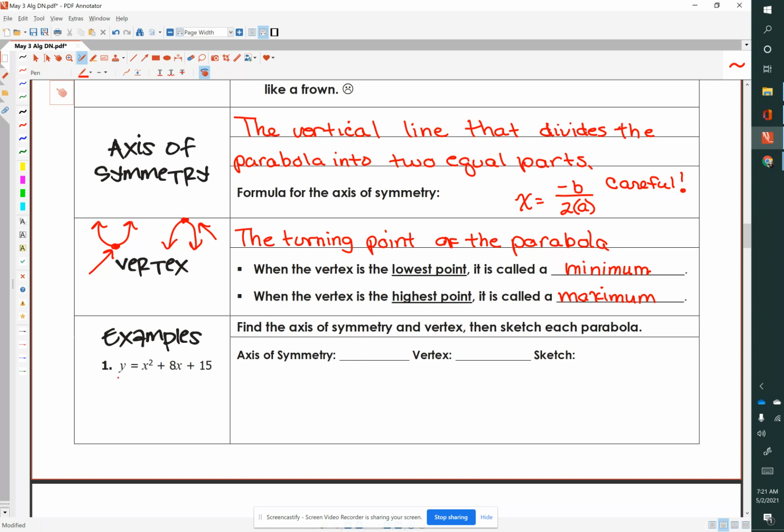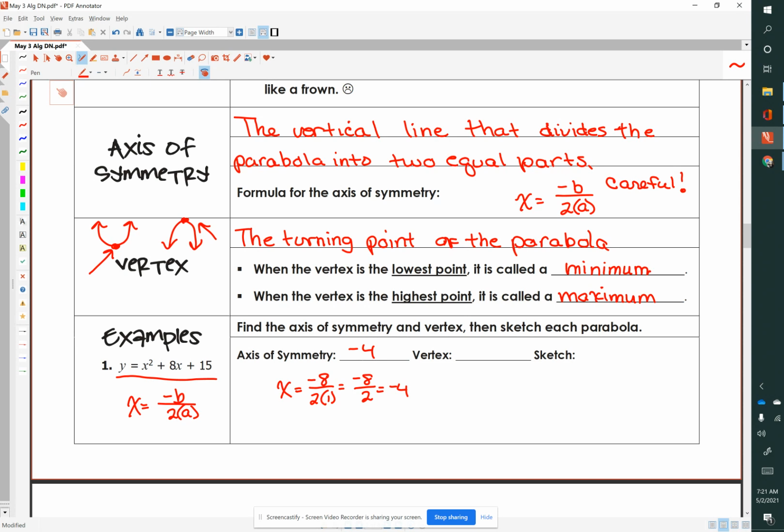So we have y equals x squared plus 8x plus 15. So we're going to find the axis of symmetry. So x equals negative b divided by 2 times the quantity of a. So x equals negative 8 divided by 2 times 1, which equals negative 8 divided by 2, which equals negative 4. So the axis of symmetry for this first one is negative 4.